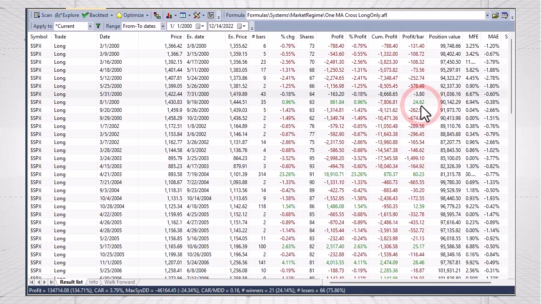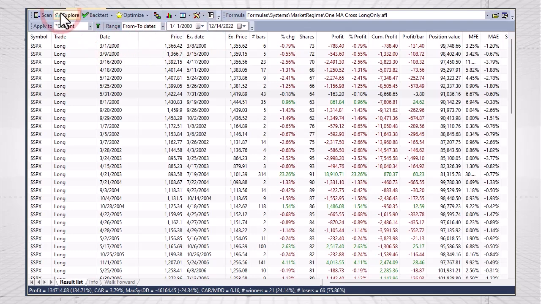This first one is just the close above and below the 200-day. You buy when it closes above, you sell when it closes below. And we're going to run that from January 2000 until December 2022, actually the 13th of December close.